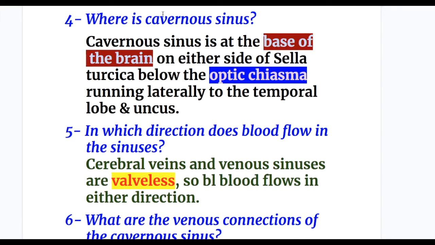Question 4, where is cavernous sinus? We already discussed this, it is at the base of the brain on either side of sella turcica, below the optic chiasma, running laterally to the temporal lobes and uncus. Question 5, in which direction does blood flow in the sinuses? Cerebral veins and sinuses are valveless, so blood flows in either direction.